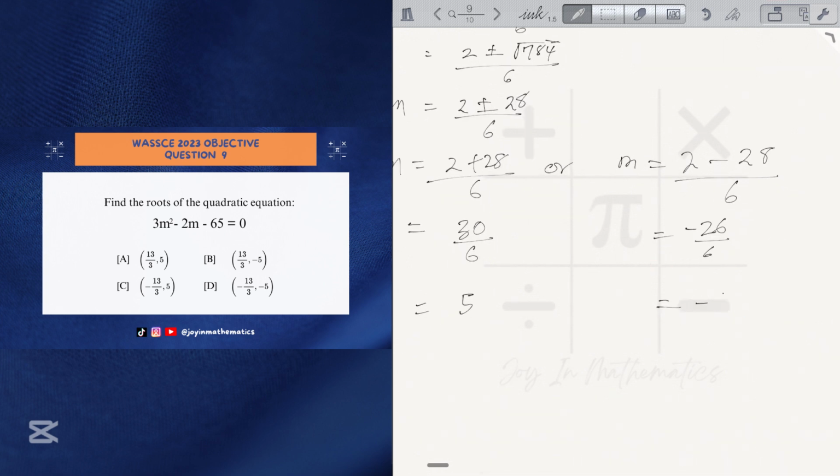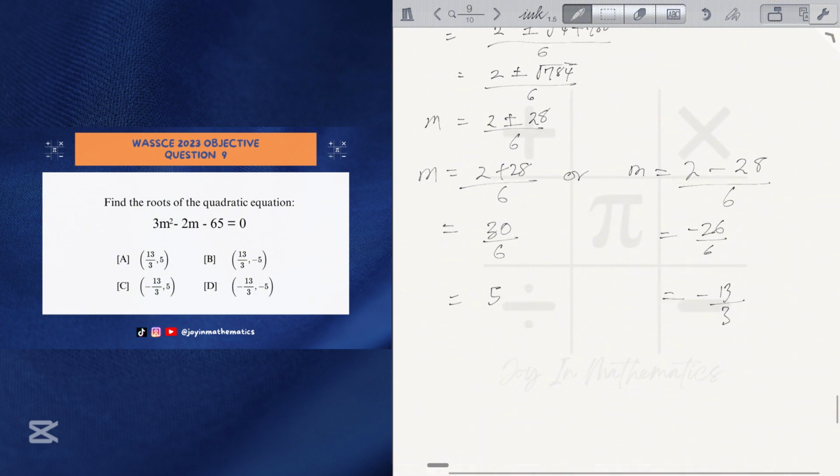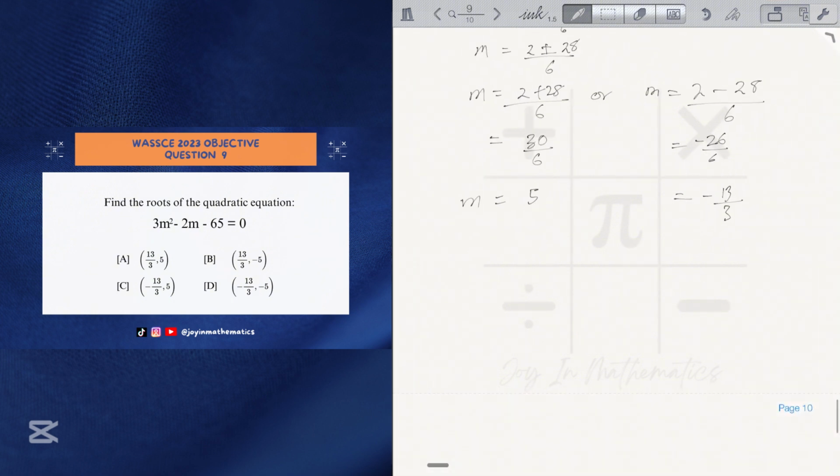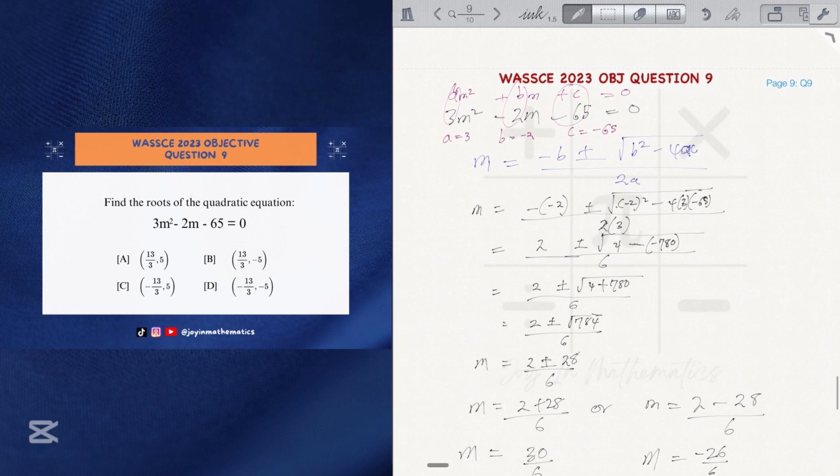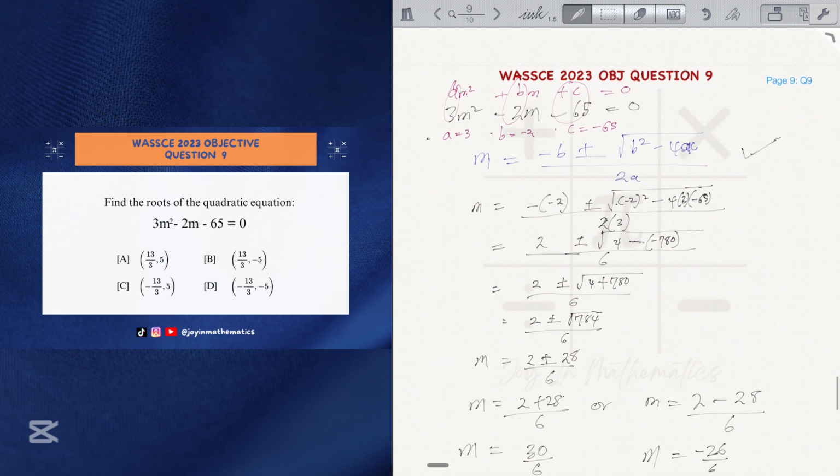Minus 13 divided by 3. So we have m equals 5, or m equals minus 13 over 3. So like this, we can have 5 comma minus 13 over 3, and this is equivalent to option C. All we did was use the quadratic formula, know our a, b, and c, and make the substitution down to the final.